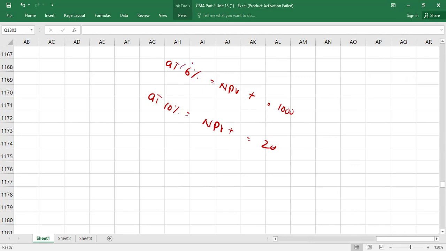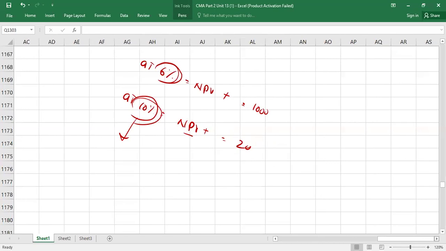Let's assume at 6% your NPV is positive, it means the return is greater than 6%. Then you tried 10% and the NPV is again positive, it means the return is greater than 10% also. So if both NPVs are positive, you can still calculate IRR. How can you calculate it?